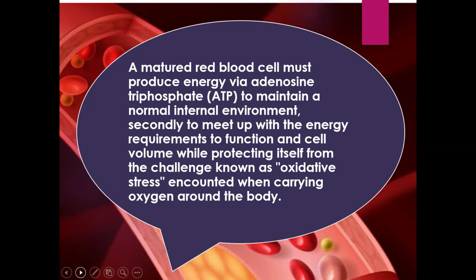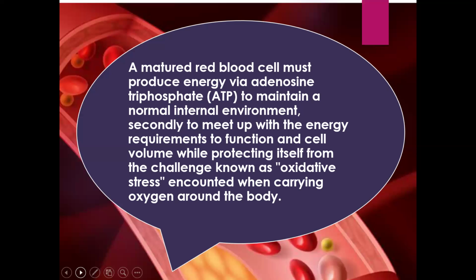Secondly, to meet the energy requirements to function as red blood cells and to maintain cell volume, remember that the red blood cell has the utmost function of carrying oxygen around the body. As such, like I said earlier, it must be able to produce energy that will enable it to maintain its internal environment and meet the energy requirements to do this function, while still protecting itself from the challenge of oxidative stress. That is the stress that comes from reactive oxygen species that the red blood cell will encounter while moving in the body.